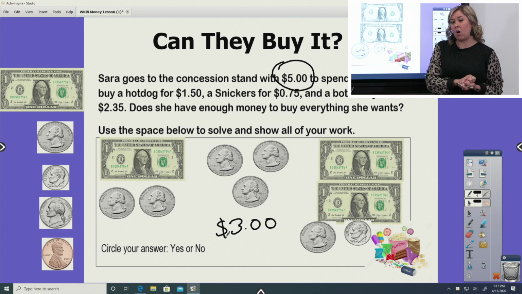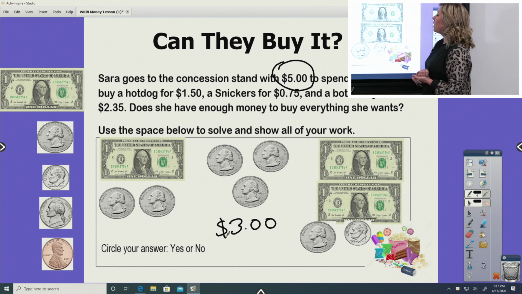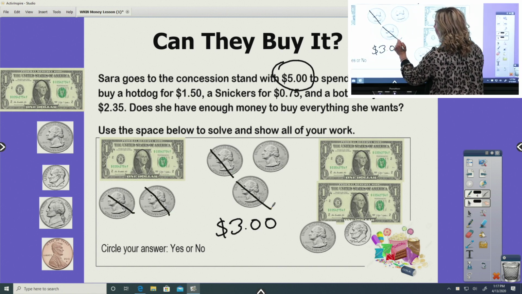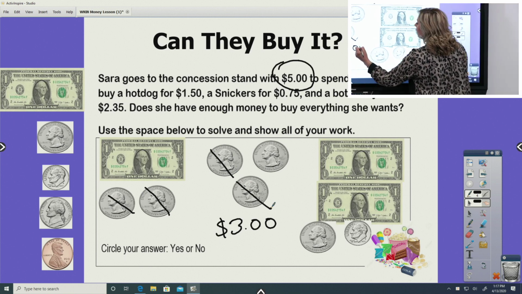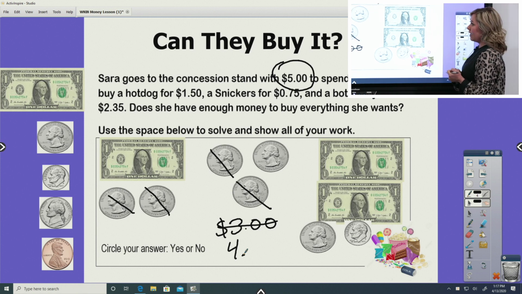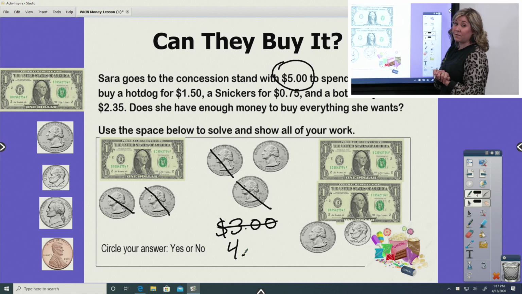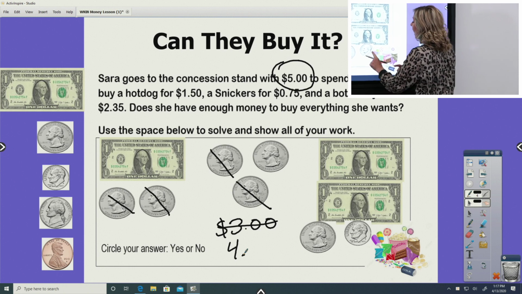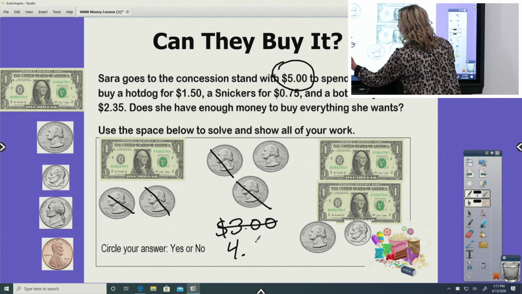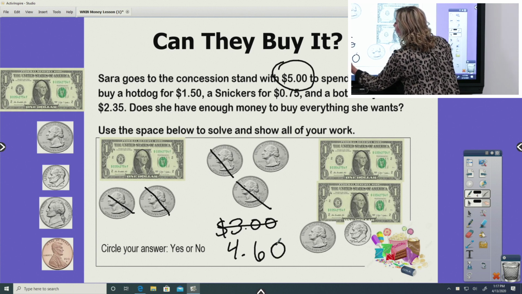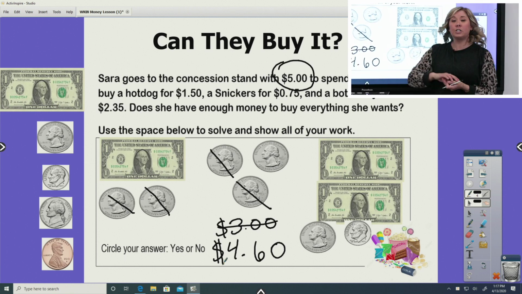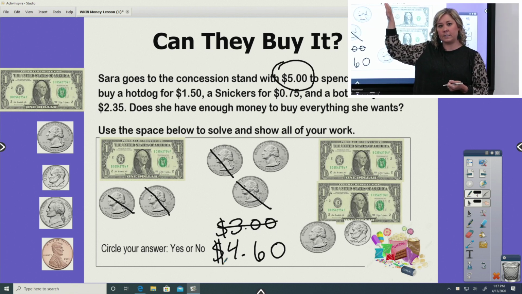4 quarters makes $1. So if I cross out 4 of these, 1, 2, 3, 4, then I can change my dollar amount to $4 instead of 3. Now I have 2 quarters left, which is 50 cents. Plus a dime, so that's 10 more, that's 60. So this is going to cost her $4.60.